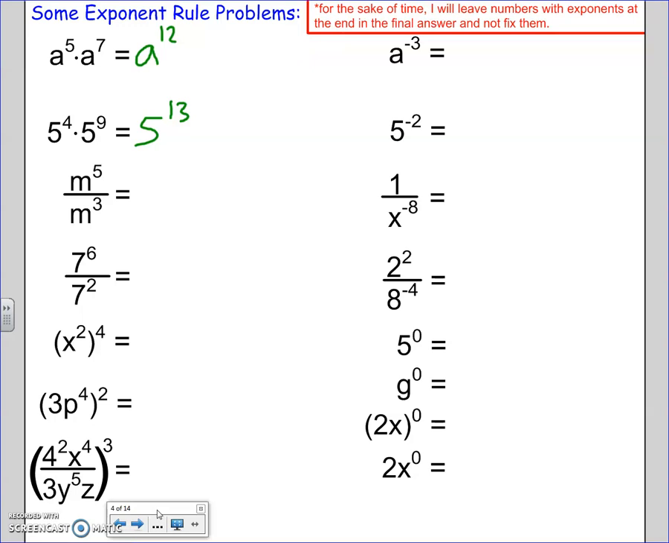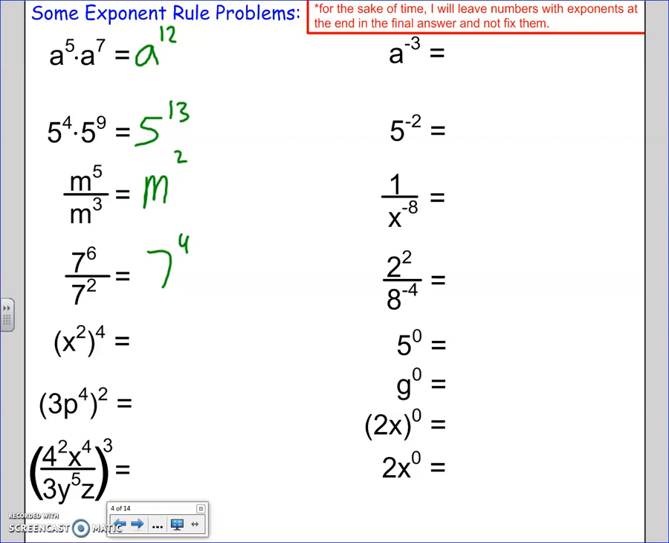This next one, m to the 5th over m cubed. I'm dividing same bases, subtract the exponent. That's 5 minus 3 is 2. This next one, 7 to the 6th, divide 7 squared. Base is still 7. 6 minus 2 is 4. Here, this is power to the power. It's one term inside, x squared, and exponent outside, 4.